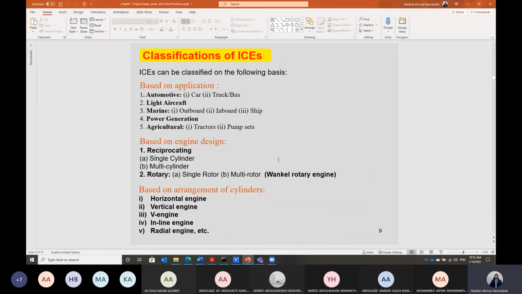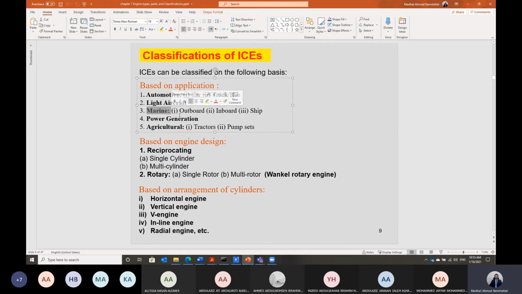Okay. How can we classify the internal combustion engine? It can be classified based on the application. It can be used in automotives like cars, trucks, buses. All of these are automotive applications. As I told you, it can be used in light aircraft, small aircraft. Internal combustion engines can be used.